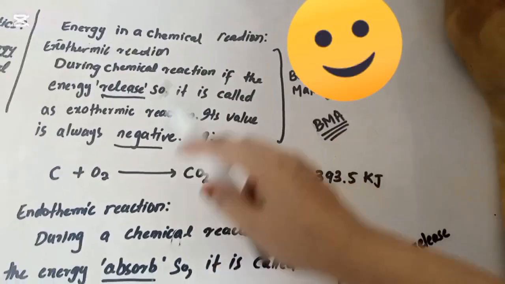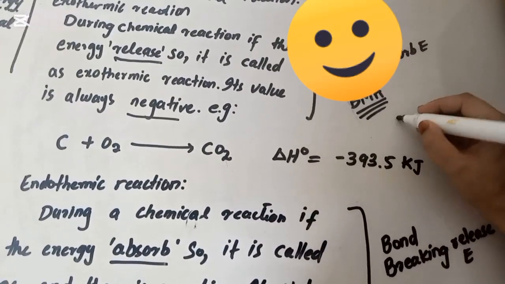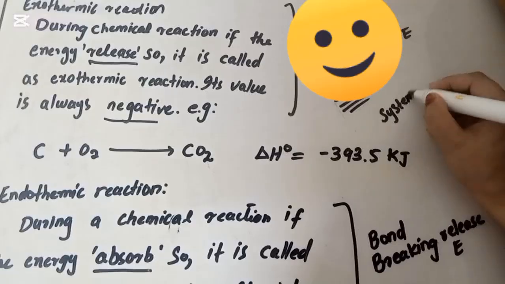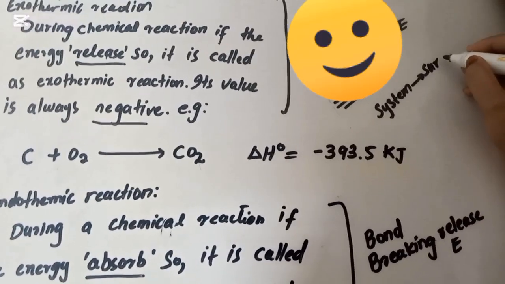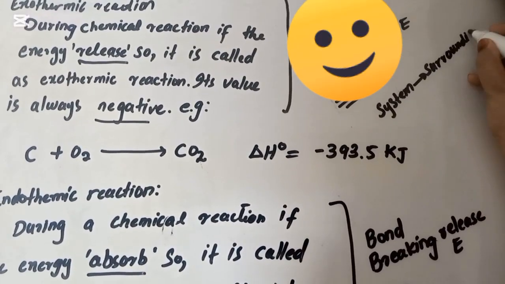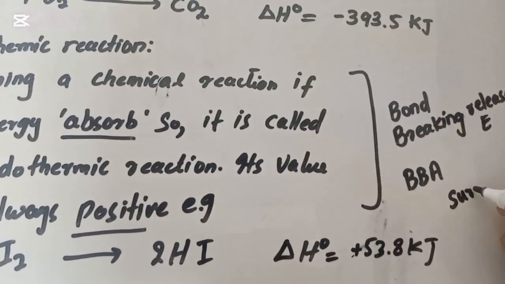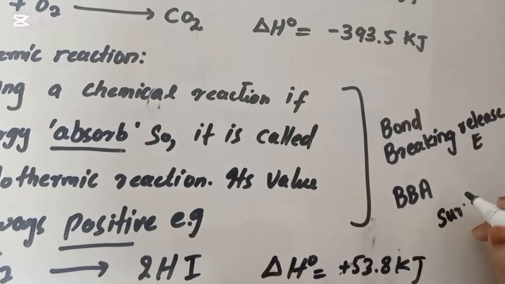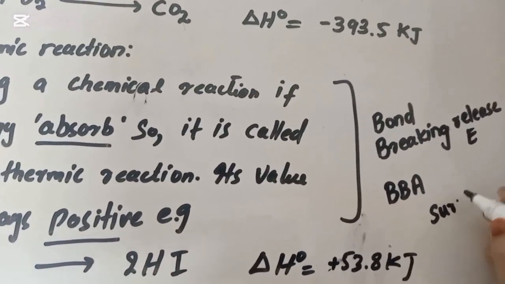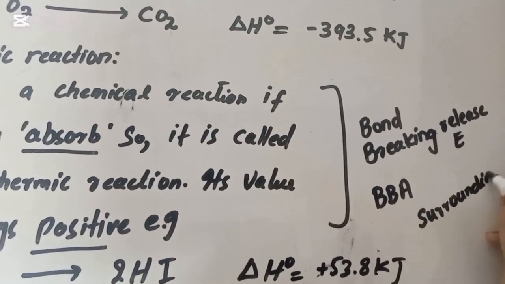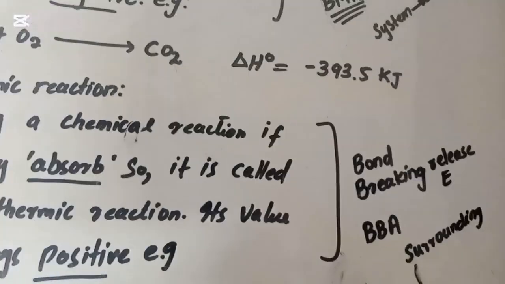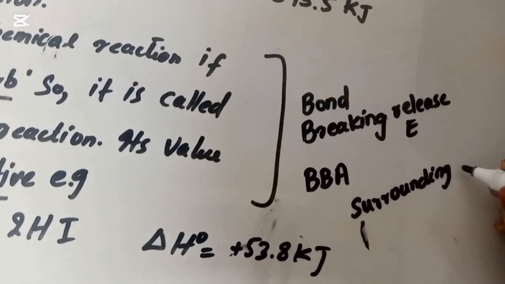In case of bond breaking, energy is absorbed. In an exothermic reaction, the energy transfers from system to surroundings. In case of an endothermic reaction, the energy transfers from surroundings to system.